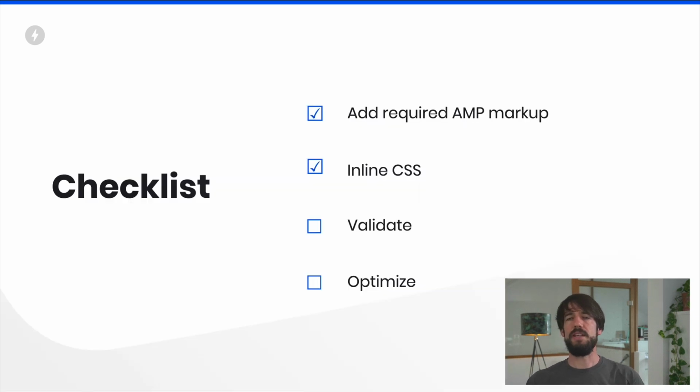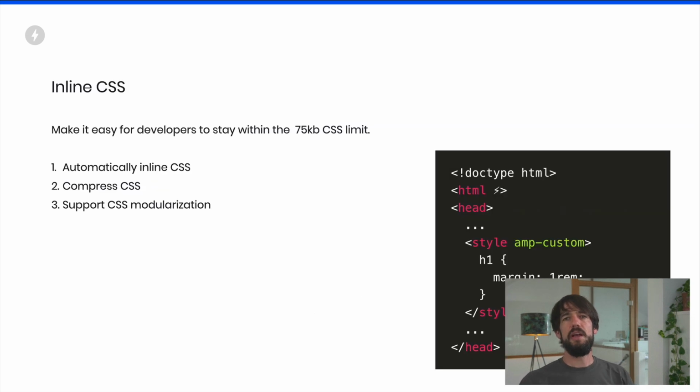So let's move on to the next item on the list, CSS. As you all know, for performance reasons, AMP requires all CSS to be inline. And in addition, it limits the maximum amount of CSS that can be used on a page. This poses a few challenges when building a website with AMP, and frameworks can help a lot here. The first thing that they have to do is to automatically inline all CSS used by a page. And this is required by AMP, and there's no way around it.